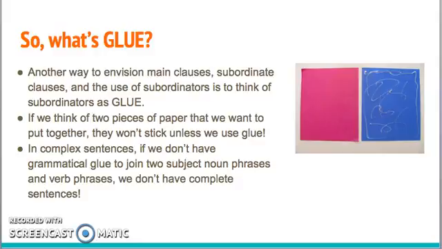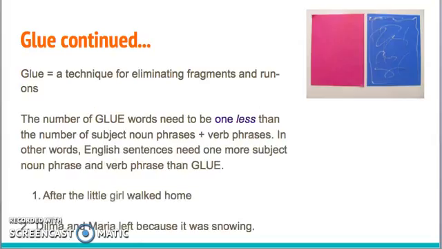In complex sentences, similarly, if we don't have grammatical glue to join two subject-noun phrases and verb phrases together, we don't have complete sentences. We can think about glue as a technique for eliminating fragments and run-ons. Most importantly, the number of glue words needs to be one less than the number of subject-noun phrases plus verb phrases. And I'm going to show you a chart of all the different glue words. In other words, English sentences need one more subject-noun phrase and verb phrase than glue.